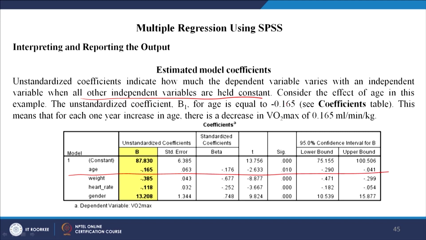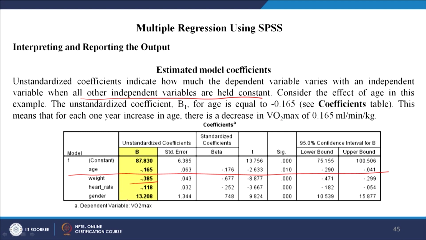For age, the coefficient is how much? 0.165, the unstandardized. This means that for each 1 year increase in age there is a decrease, because it is minus, in VO2 max of 0.165 milliliter per minute per kg. This is what it understands. Similarly, if weight increases by 1 kilo, then minus 0.385 is the change in the VO2 utilization.